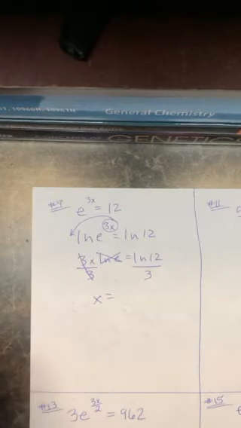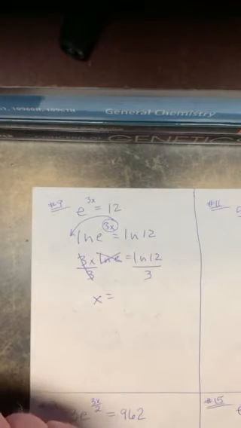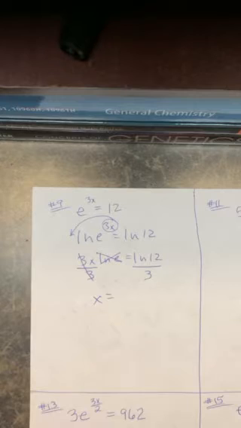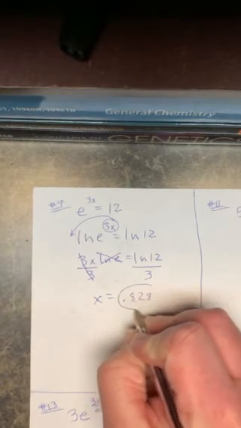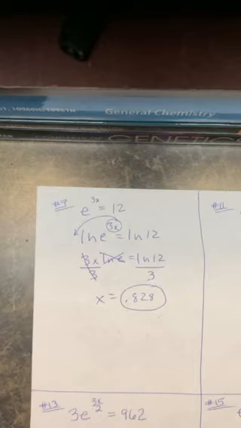So I'm typing ln 12, I hit enter. Now that I've entered that, I'm going to hit divide by 3. Final answer here looks like 0.828 to the nearest 3 places.